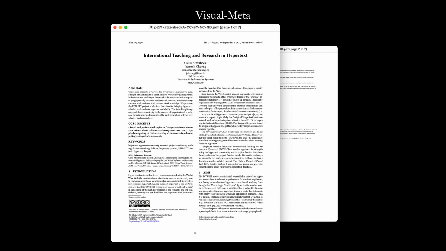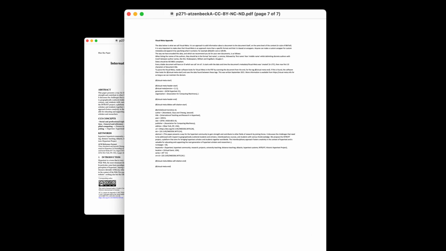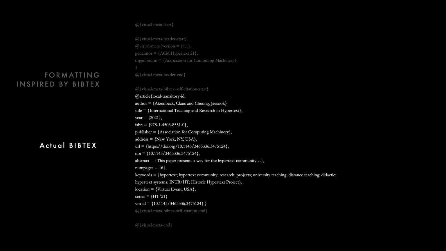So what we've done is essentially to take that kind of metadata and put it at the back of the document. In this case, Visual Meta appended to the ACM Hypertext proceedings in a pilot. It's on a new page after the normal contents of the document. The formatting is inspired by the academic standard BibTeX, and this bit is actual BibTeX.